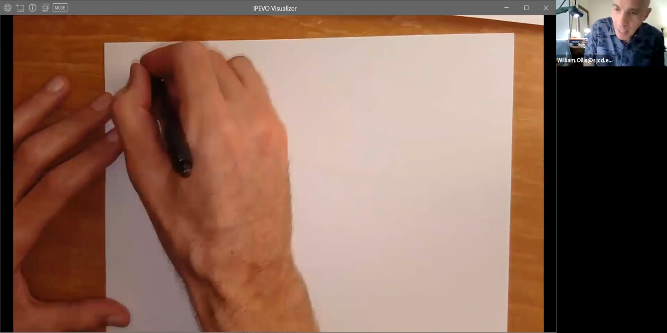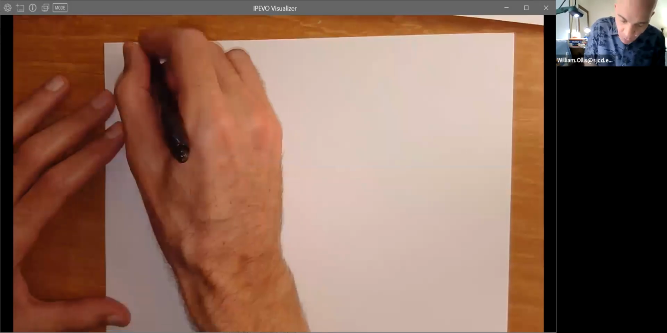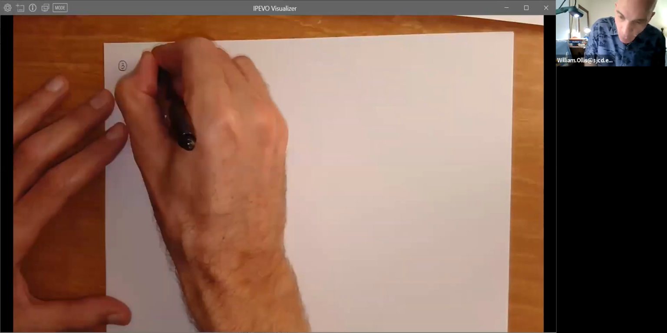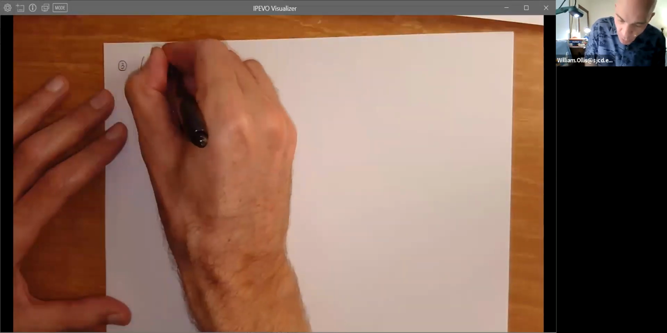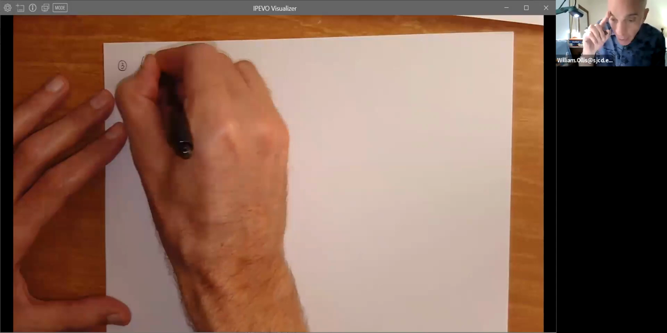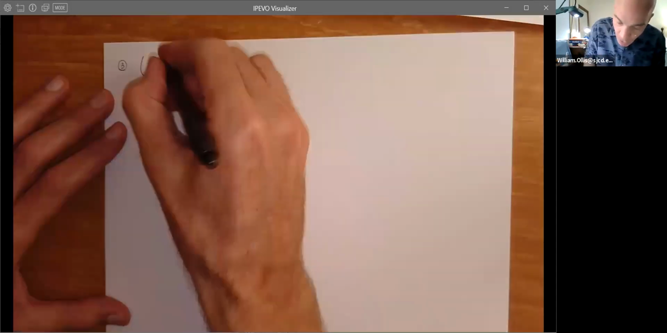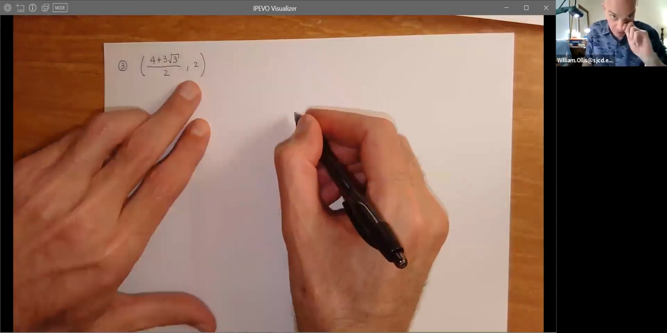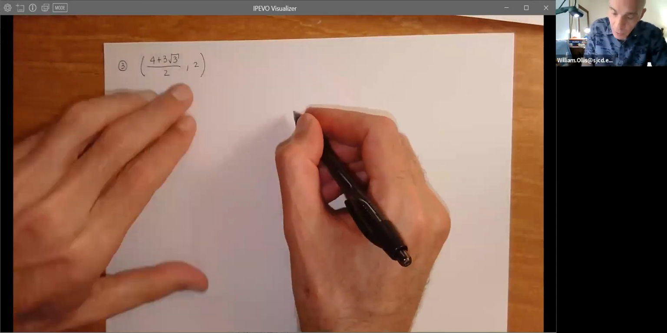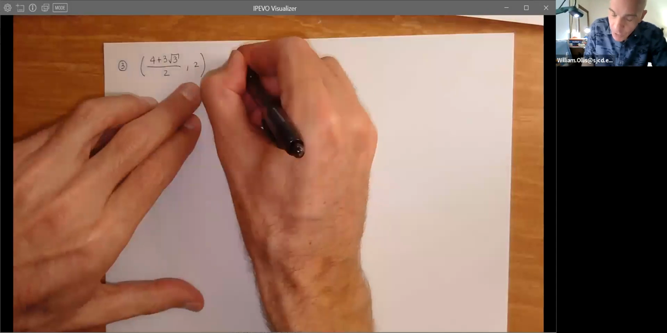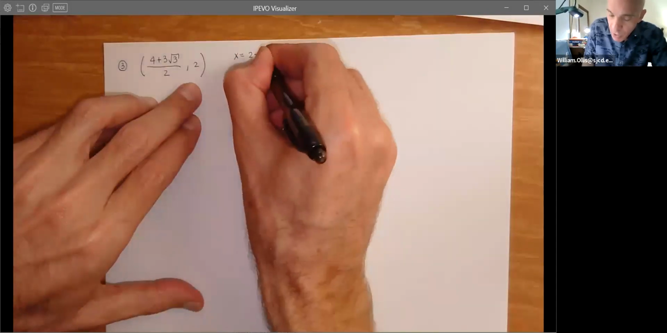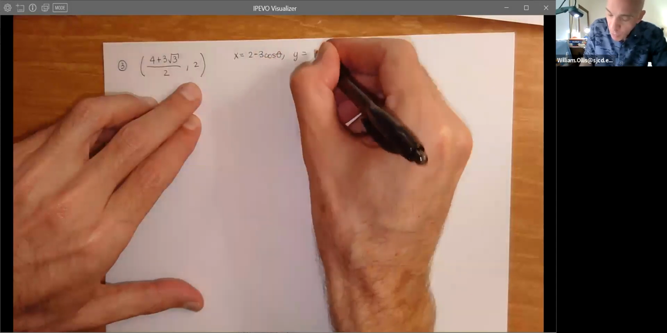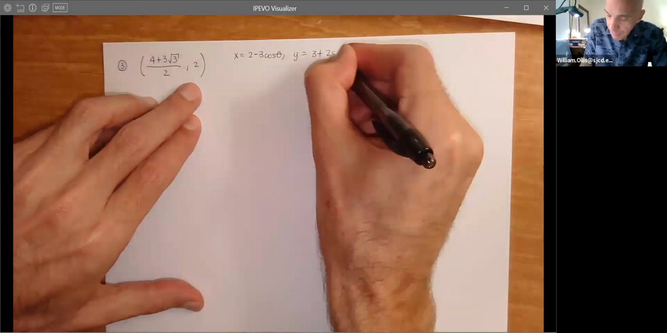So now in this case, we have the following point. For the third one, we again want a tangent line, and we have (4 plus 3 root 3 over 2, comma 2). So WebAssign asked us to compute the tangent line here. Again, let me remind you what the curve looks like. x is 2 minus 3 cosine theta. y is 3 plus 2 sine theta.